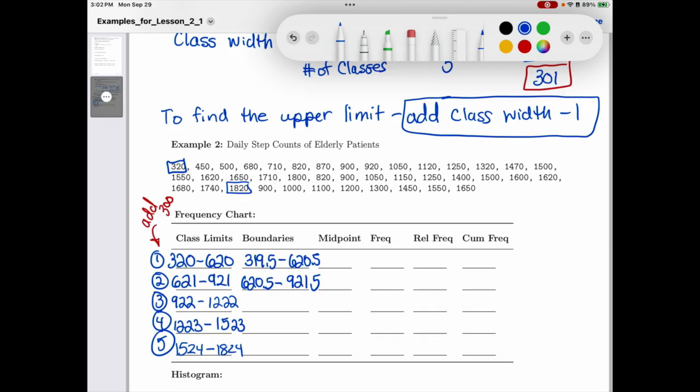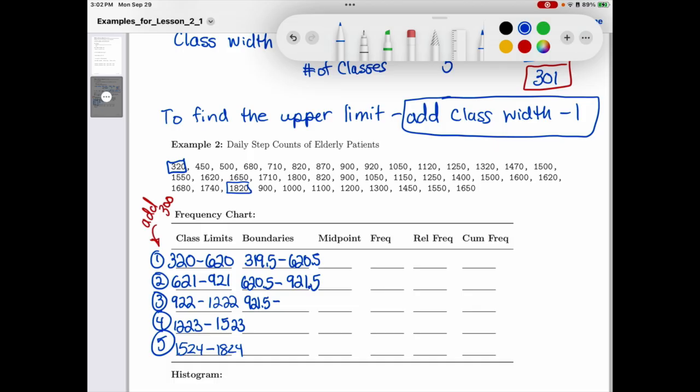So if I'm looking at the boundaries, my upper boundary for the first class is 620.5. And then when I jump down to the next class, my lower boundary for the next class is 620.5. So there are no gaps between there. So I'm just going to repeat that process all the way down. Just extend out by half in either direction to close the gap.